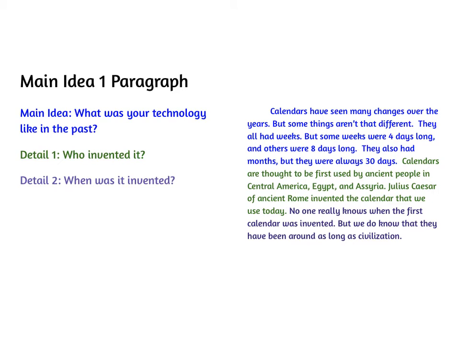So next, what else can I talk about for what my technology was like in the past? So who invented it is the first detail, and another detail was when was it invented. Again, this tells us more about my technology in the past. So now I'm going to make a sentence talking about when it was invented. And again, since we don't know who invented it, we also don't know exactly when it was invented. So you're going to notice my sentence is a little bit longer than yours might end up being. No one really knows when the first calendar was invented, but we do know that they have been around as long as civilization. So I try to make sure I include as much information as possible.